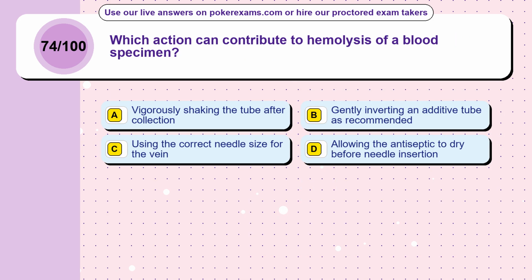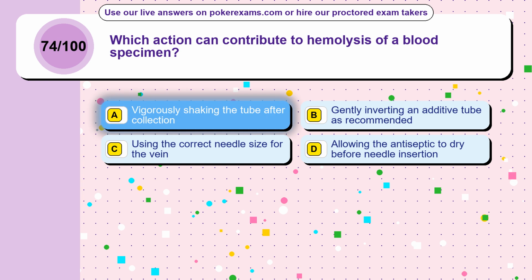Question 74. Which action can contribute to hemolysis of a blood specimen? Option A. Vigorously shaking the tube after collection. Option B. Gently inverting an additive tube as recommended. Option C. Using the correct needle size for the vein. Option D. Allowing the antiseptic to dry before needle insertion. The correct answer is option A. Vigorously shaking the tube after collection.